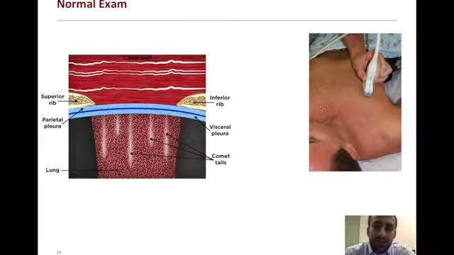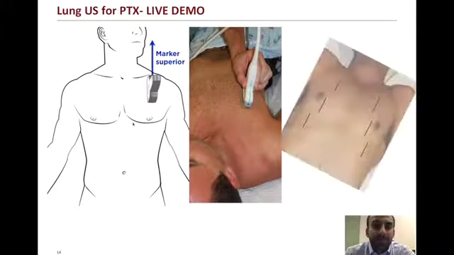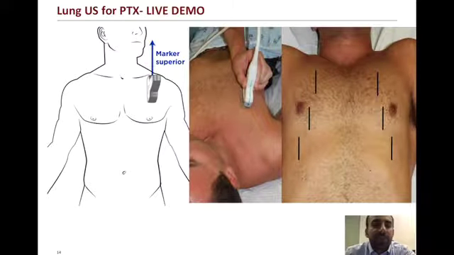So here again, the indicator is vertical in between ribs, looking for this appropriate sliding phenomenon. So now I will demonstrate on our mannequin the identification of lung sliding. Okay, so we're going to demo the pulmonary exam, specifically looking at the evaluation for a pneumothorax.